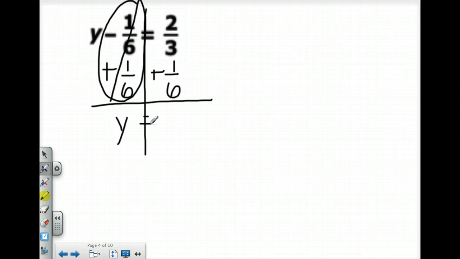Now let's take a look at the right-hand side. We need to add these two fractions, 2/3 and 1/6, but we have a problem. They do not have a common denominator. So we need to make sure that they have a common denominator, and I can see that a common denominator for 3 and 6 is going to be 6. So I'm multiplying my 2/3 times 2 over 2, which gives me 4 over 6.